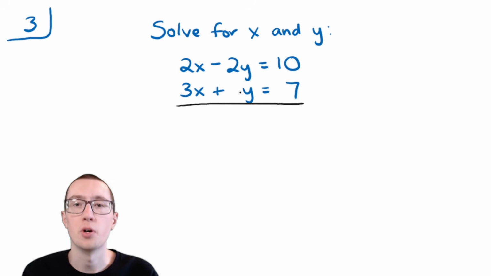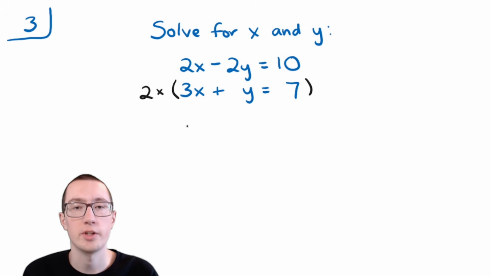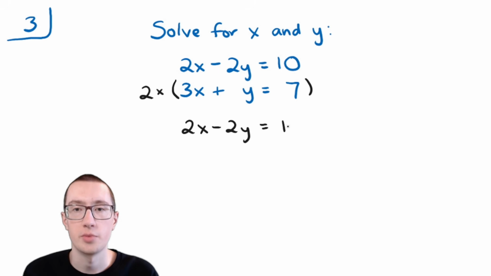But we can't just put a 2 here and make it into a 2. But we can use the rule of algebra, which is you can do something to both sides of the equation. So we're going to multiply this entire equation by 2. So the top equation is just going to stay the same, 2x minus 2y equals 10. But this bottom equation, we're going to multiply everything by 2. So 3x, 3 times 2 is 6, so that becomes 6x. Y becomes 2y. And then 7 times 2 is 14.